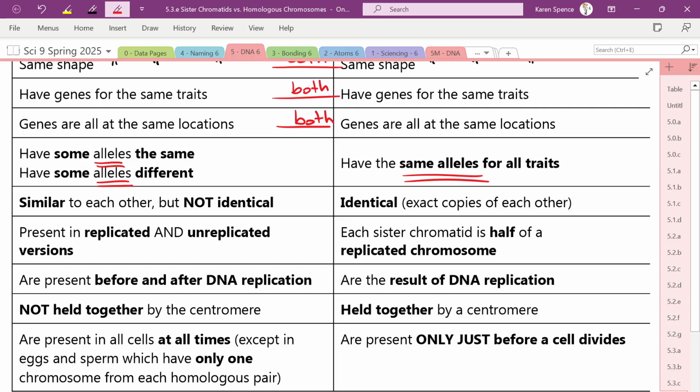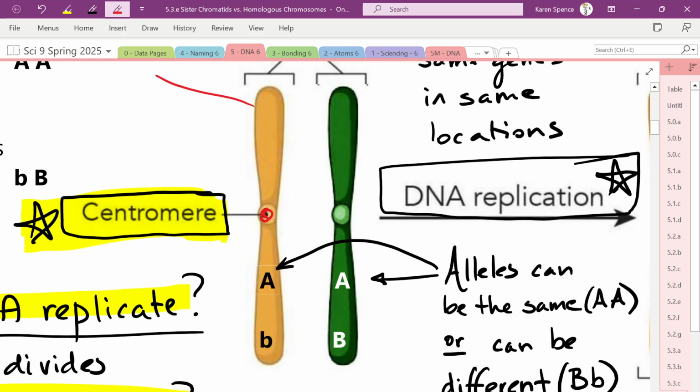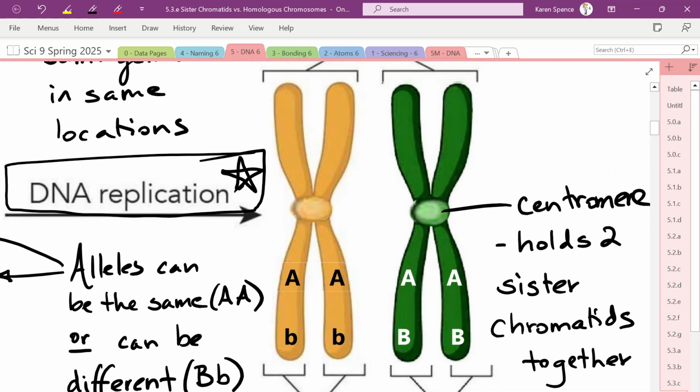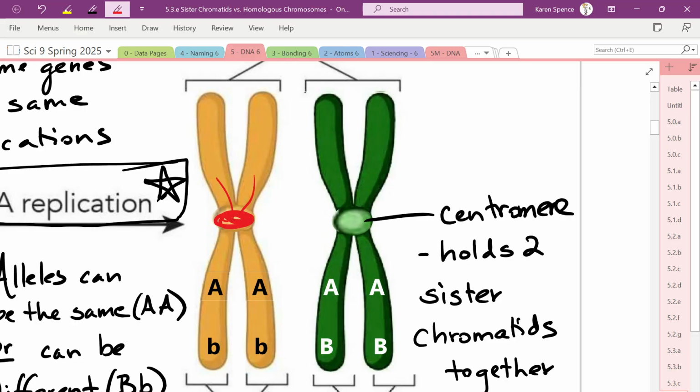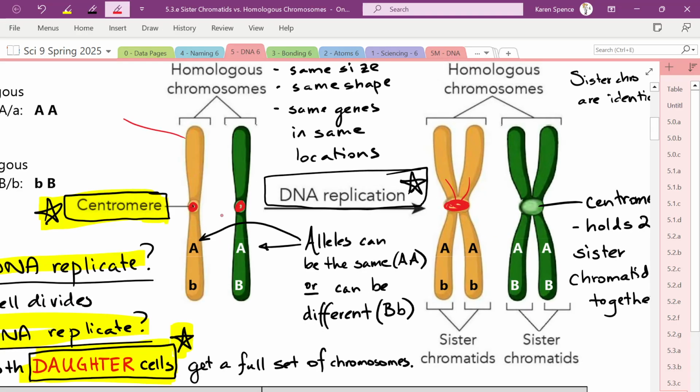Homologous chromosomes are present before and after DNA replication, whereas the chromatids are the result of DNA replication, right? Those sister chromatids. Homologous chromosomes are not held together by a centromere. If we look at the homologous chromosomes, they each have a centromere, but it's not holding the 2 homologous things together. But if you have sister chromatids, they are being held together by that centromere. So the homologous chromosomes are not attached at the centromere. Sister chromatids are attached at the centromere.